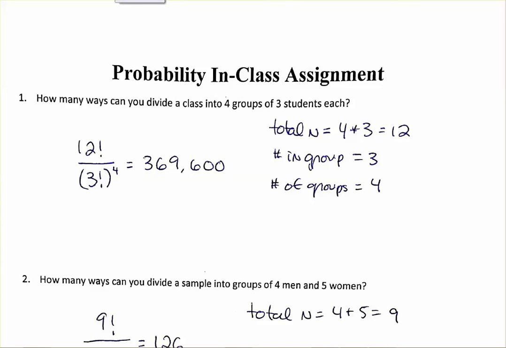Hi, this is Kona, and I know it says probability in-class assignment, but just consider this a probability assignment. Ignore that. I'm just going to talk through how to find these answers.